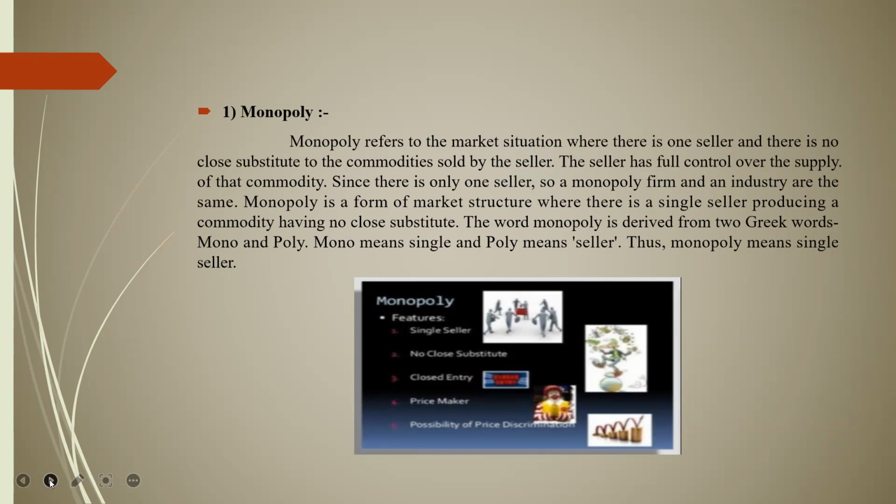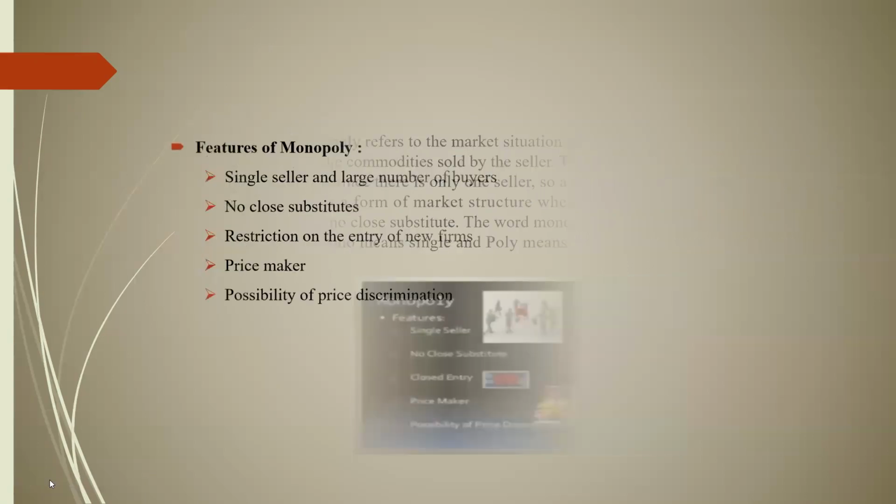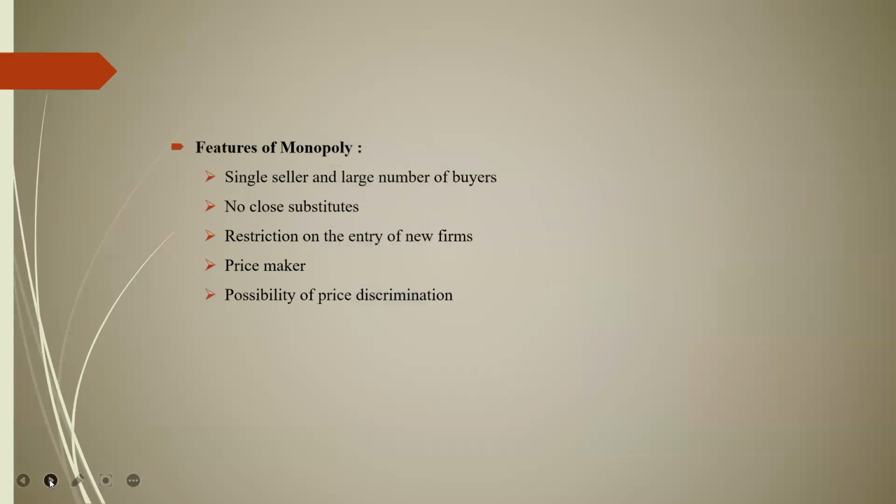The word monopoly is derived from two Greek words, mono and poly. Mono means single and poly means seller. So monopoly firm and industry are the same. Monopoly is a form of market structure where a single seller produces a commodity. Some features of monopoly are single seller and large number of buyers, no close substitutes, restrictions on the entry of new firms, price maker, and possibility of price discrimination.